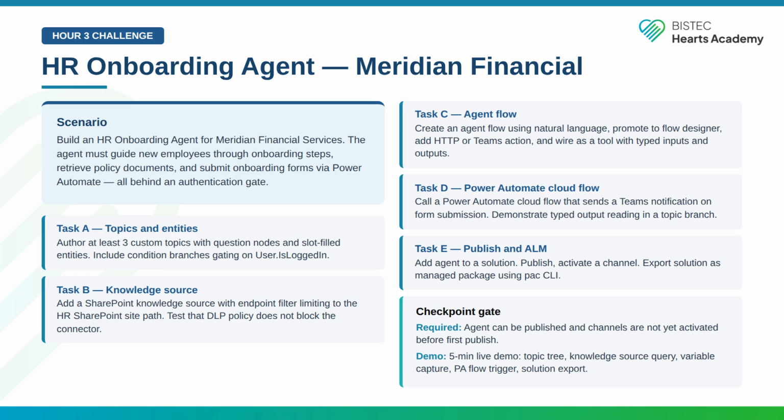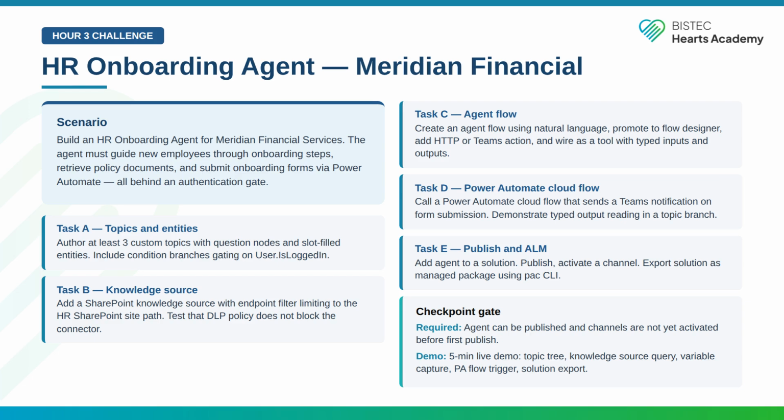Task A requires authoring at least 3 custom topics using question nodes with slot-filled entities. Every topic that accesses sensitive content must include a condition branch gating on user is logged in. If the value is false, the agent must redirect to a sign-in prompt and not proceed.